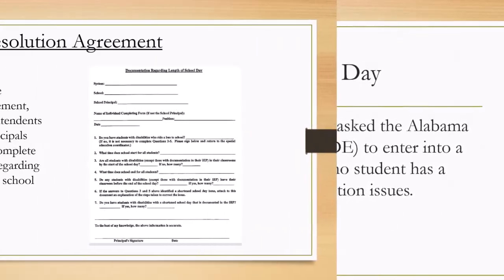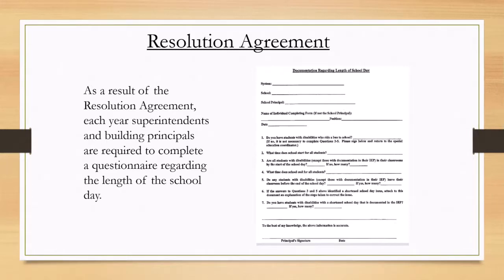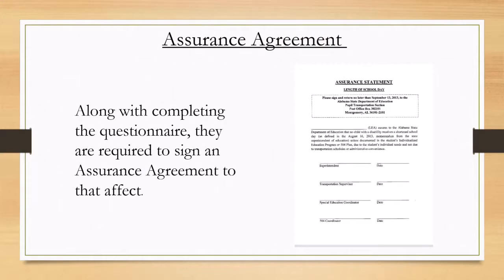As a result of the resolution agreement, each year superintendents and building principals are required to complete a questionnaire regarding the length of the school day. Along with completing the questionnaire, they are required to sign an assurance agreement to that effect. The completed assurance statement must be submitted to ALSDE. The assurance statement will be filed at the ALSDE for review as necessary by OCR.